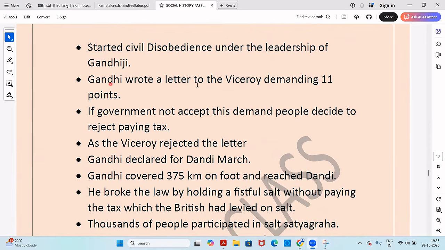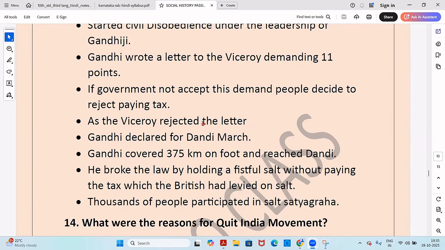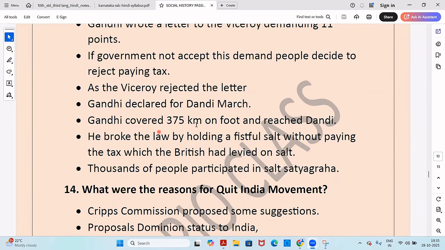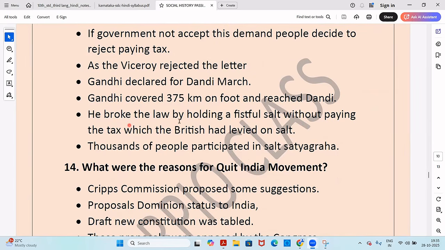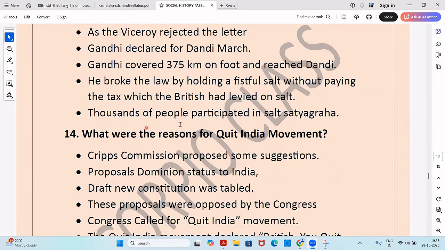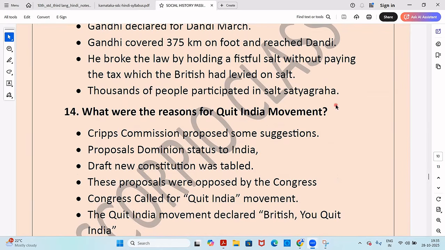Gandhi wrote a letter to the Viceroy demanding 11 points. If government did not accept this demand, people decided to refuse paying tax. As the Viceroy rejected the letter, Gandhi declared the Dandi March. Gandhi covered over 375 kilometers on foot and reached Dandi. He broke the law by holding a fistful of salt without paying the tax which the British had levied on salt. Thousands of people participated in Salt Satyagraha.